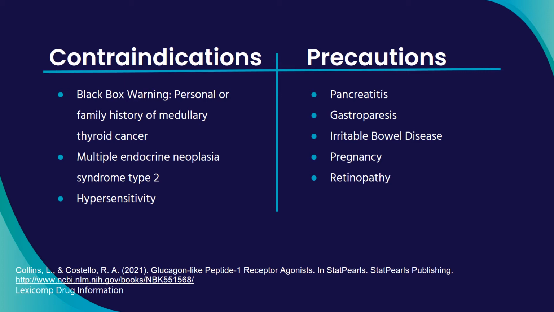Additionally, risk versus benefits should be discussed in patients with irritable bowel disease, as the mechanism of action could worsen symptoms. Contraception is recommended for women of childbearing potential, and alternative anti-diabetic agents should be used in pregnancy. Once-weekly semaglutide is associated with increased rates of retinopathy versus placebo, shown in the SUSTAIN-6 trial, which will be discussed in detail later in the presentation.